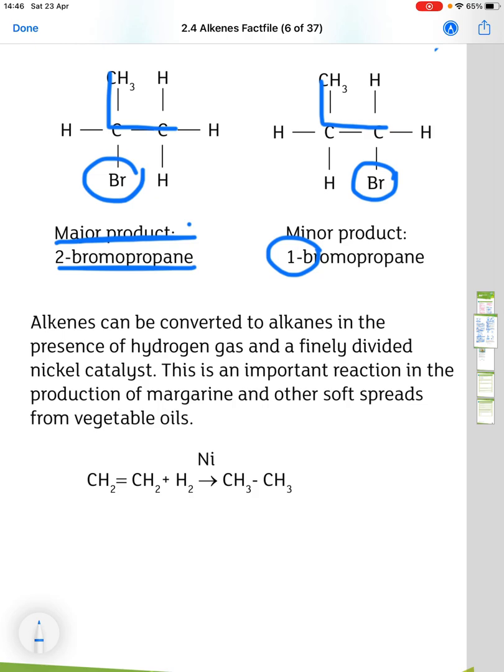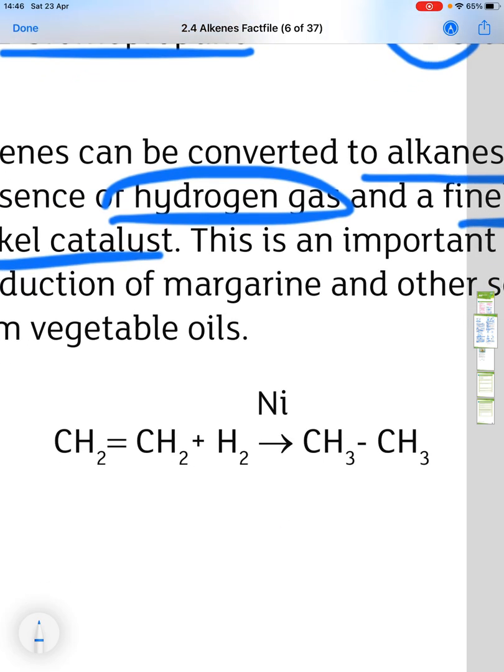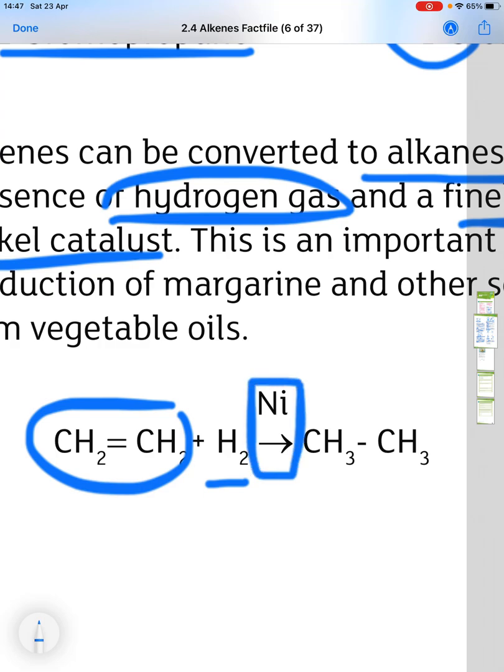So alkenes can be converted to alkanes in the presence of hydrogen gas using a finely divided nickel catalyst, which just means that it's in a very thin layer. And it's an important reaction in the production of margarine and other soft spreads from vegetable oils. And our equation for it here is we have ethene plus hydrogen with a nickel catalyst, and we just write that above the arrow, gives us ethane.